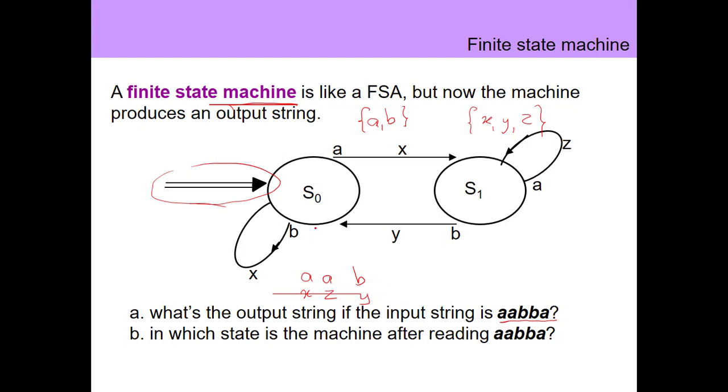Okay, when we are in S0 and we get another B, we produce an X and we stay in S0. And then we get another A, we are in S0, we produce an X and we go to S1. And this will continue on and on. So a finite state machine just keeps producing output, no matter how long the word will be.